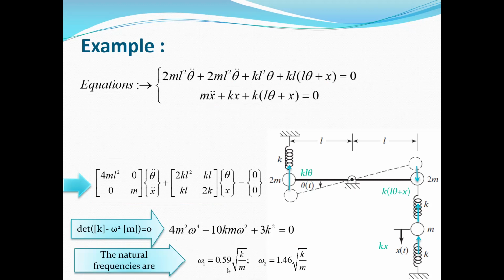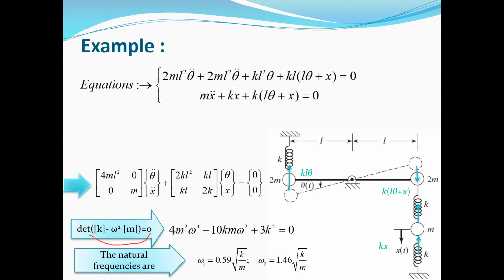As you can see, omega 1 is equal to 0.59 times the square root of k divided by m, and omega 2, which is more than omega 1, is 1.46 multiplied by the square root of k divided by m. So this is a system with 2 degrees of freedom, and we must extract 2 natural frequencies for this system and 2 mode shapes.